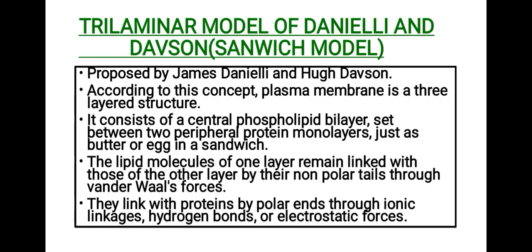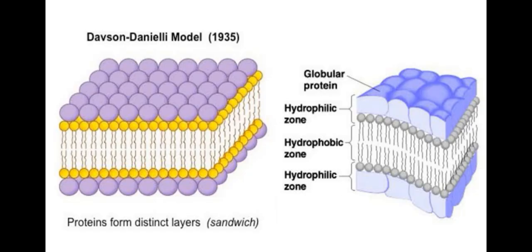The trilaminar model of Danielli and Davson is also called the sandwich model, proposed by James Danielli and Davson. According to this concept, the plasma membrane is a 3-layered structure. It consists of a central phospholipid bilayer set between 2 peripheral protein monolayers, like butter or egg in a sandwich. The lipid molecules of one layer remain linked with those of the other layer by their non-polar tails through van der Waals forces. They link with proteins by polar ends through ionic linkages, hydrogen bonds, or electrostatic forces.